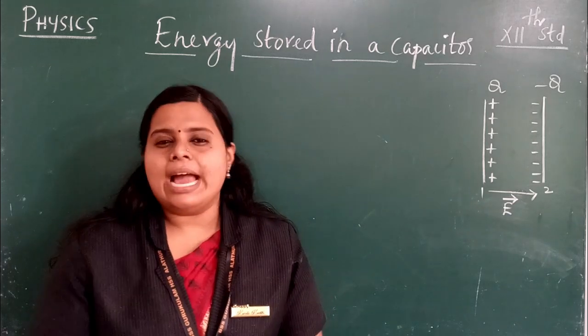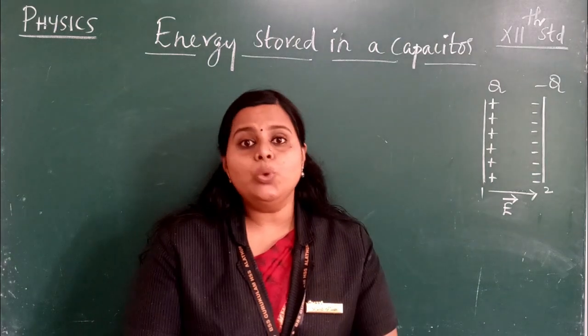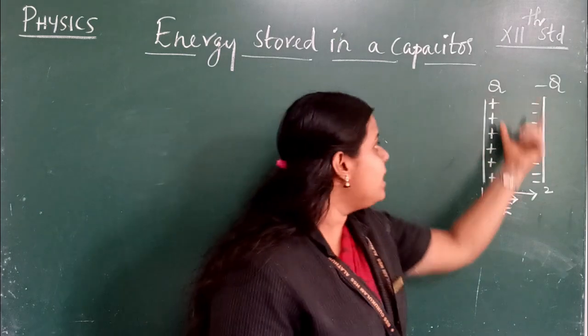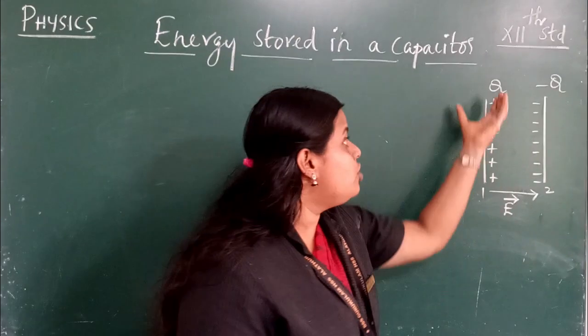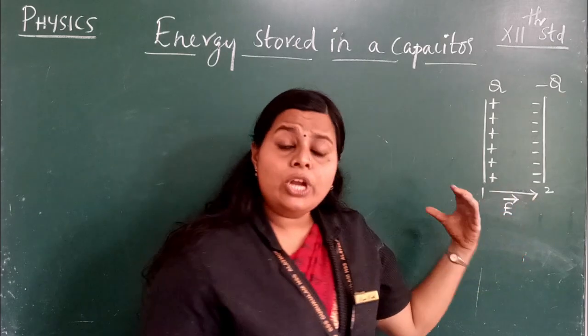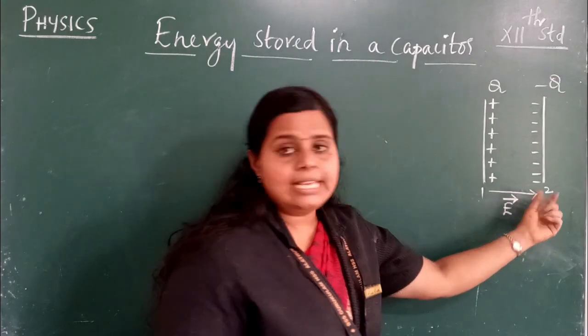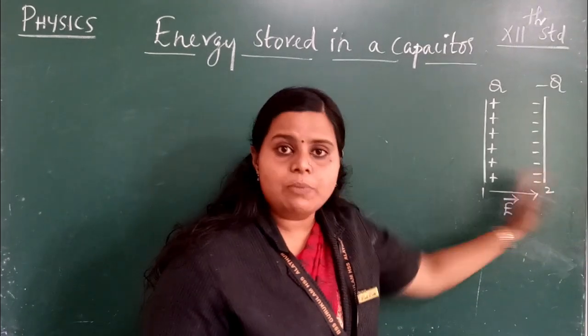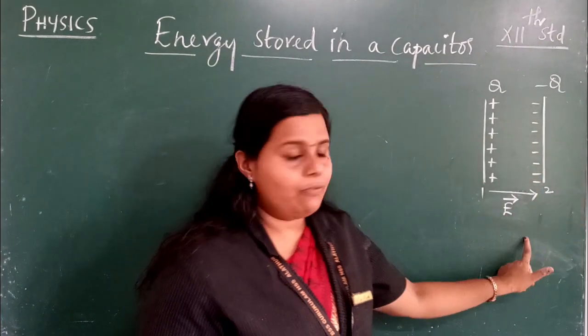So we know that a capacitor is a system of two conductors with charges plus q and minus q. So here we have a capacitor with charges plus q and minus q. And what about the electric field? What about the direction of the electric field? Yes, the electric field is acting along this direction. The electric field goes from positive to negative.